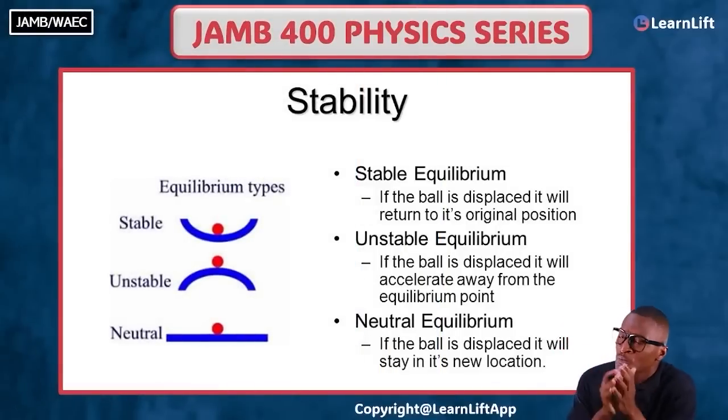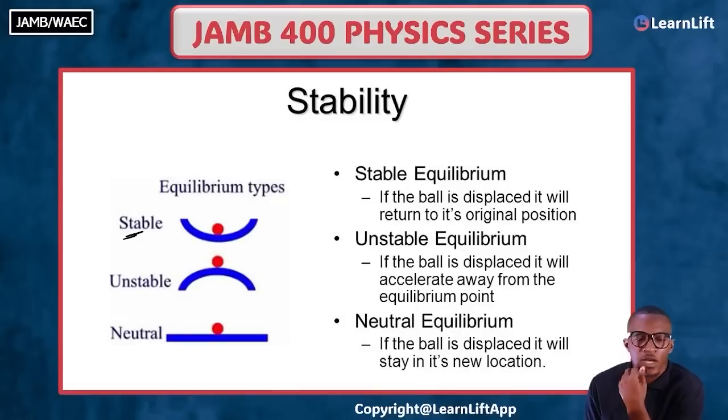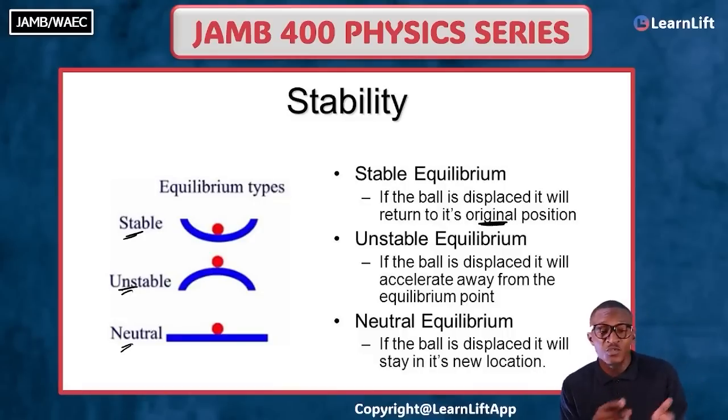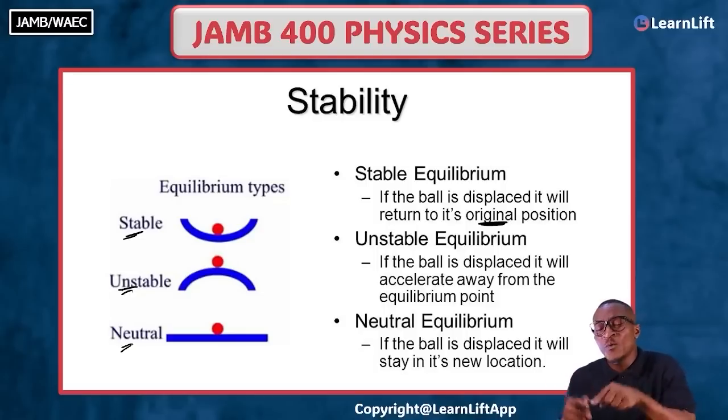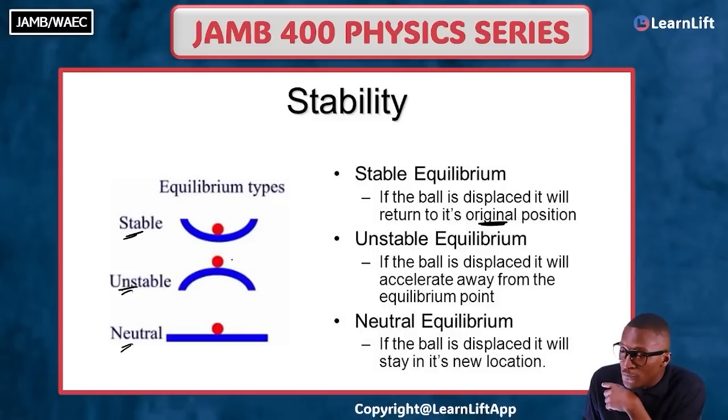Now, let me explain the difference between the 3 of them. Look at it, everybody. All eyes on the diagram. This is a stable equilibrium. This is unstable equilibrium. This is neutral. In stable equilibrium, if the ball is displaced, it will return to the original position. That's what we call stable. Unstable, if the ball is displaced, it will accelerate away from that equilibrium point. It will move away from this center point.